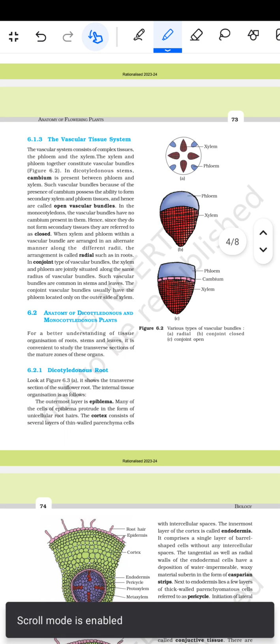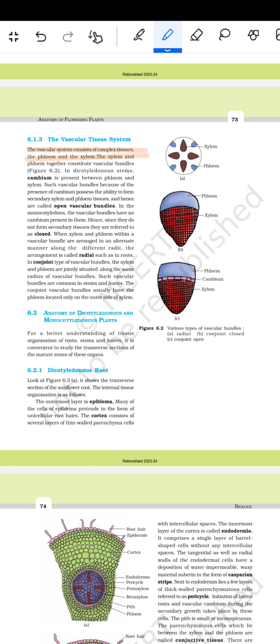फिर आता है the vascular tissue system. The vascular tissue consists of complex tissues, the phloem and the xylem. The xylem and the phloem together constitute the vascular bundles. In the dicot stem, cambium is present between the phloem and the xylem. Such vascular bundles, because of the presence of the cambium, possess the ability to form secondary xylem and phloem tissues, and hence are called open vascular bundles.